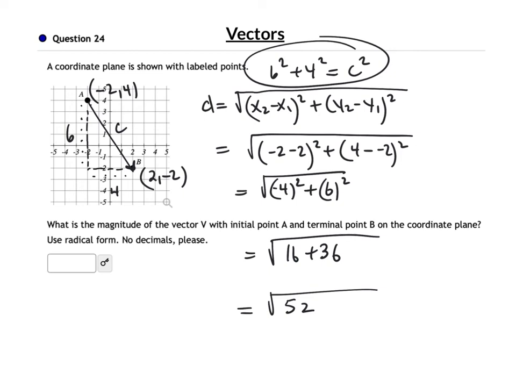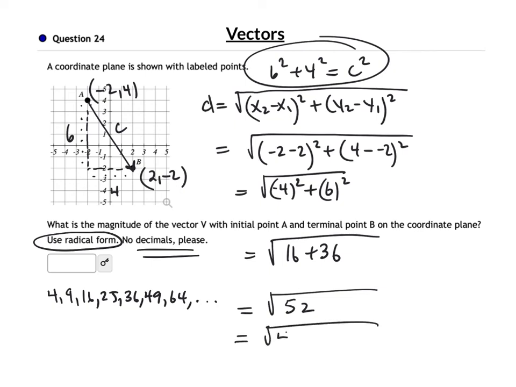It says use radical form, no decimals please. That's where we have to remember our perfect squares. That's 4, 9, 16, 25, 36, 49, and so on. Any number times itself. The smallest one that divides evenly into 52 is 4. This is 4 times 13. We can take the square root of 4. That goes out in front of the root, so it would be 2. And 2 root 13 is my answer in simplest radical form.